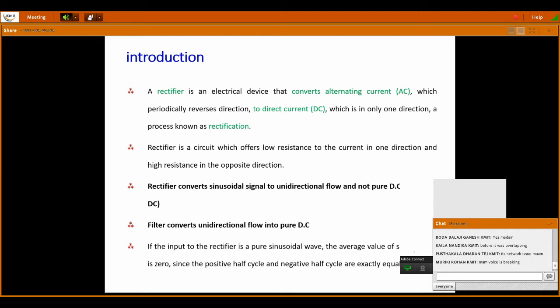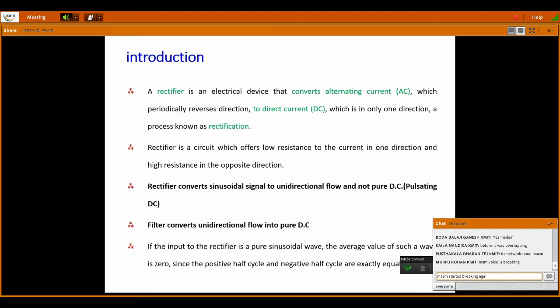Next, a rectifier is a circuit which offers low resistance to the current in one direction and high resistance in the opposite direction. Resistance means high current. We'll see the operation; you will understand this better.